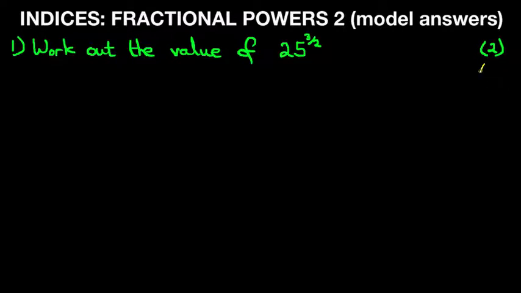Now the first thing to notice is that this is a 2-mark question. 1 mark for getting the right answer and 1 mark for showing the workings out. So we have 25 to the power of 3 over 2. Now the formula which applies to this question, we know this from our tutorials, it is a to the power of x over y. This equals a to the power of 1 over y, brackets, to the power of x. So we have separated the x over y.